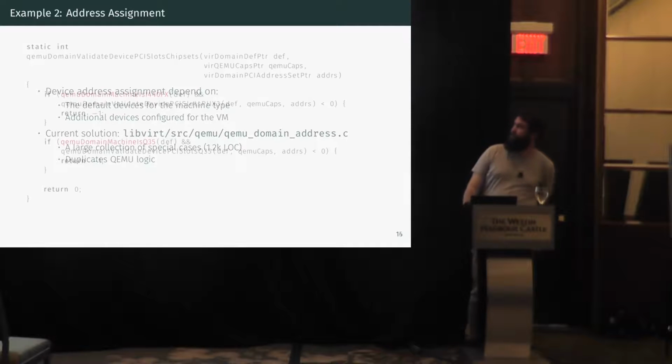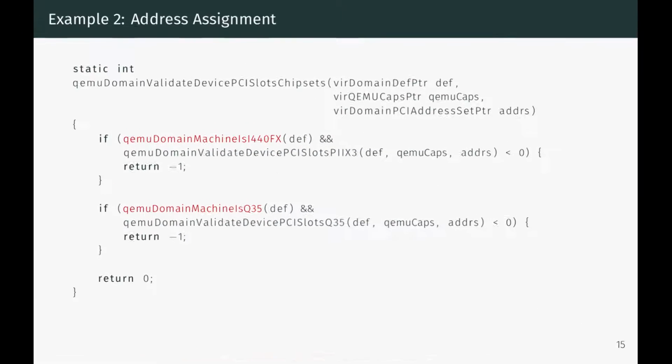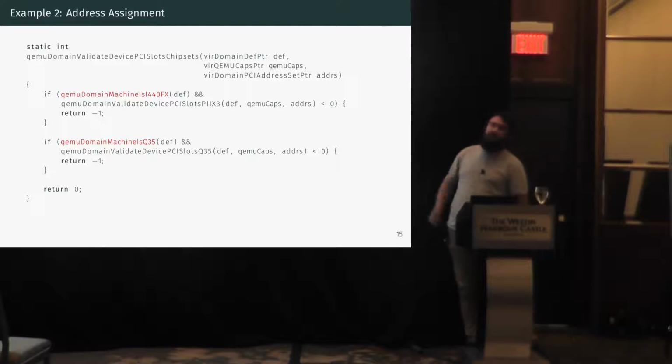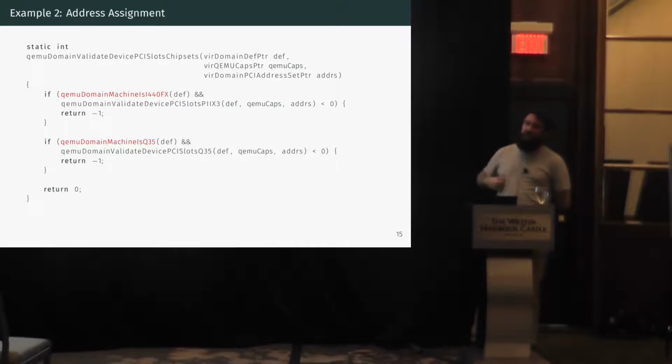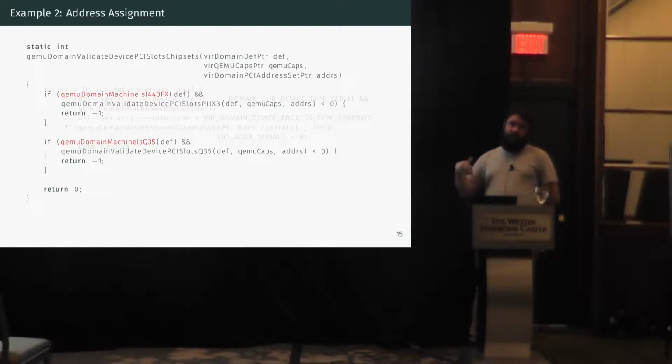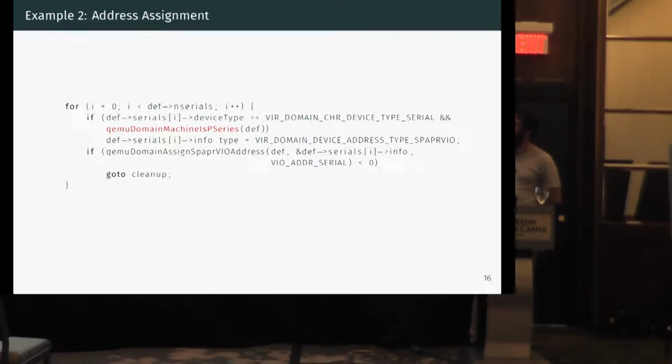So for example, this is from that file. It has some code that needs to check: is it using an i440 machine? Then we need to validate the addresses using those rules. Are you using a Q35 machine? You need to validate the addresses using those other rules. Then it gets more and more complex. So I have other cases.